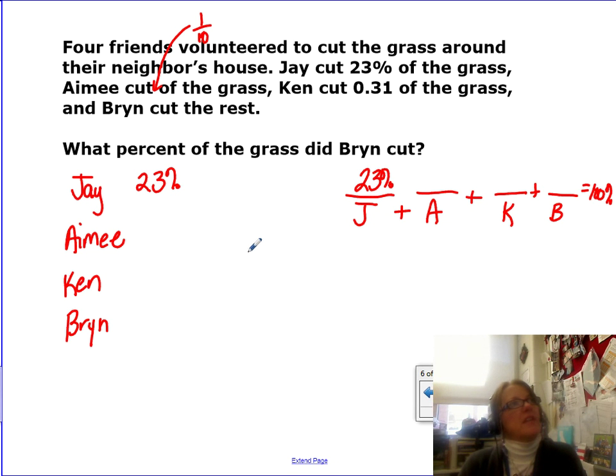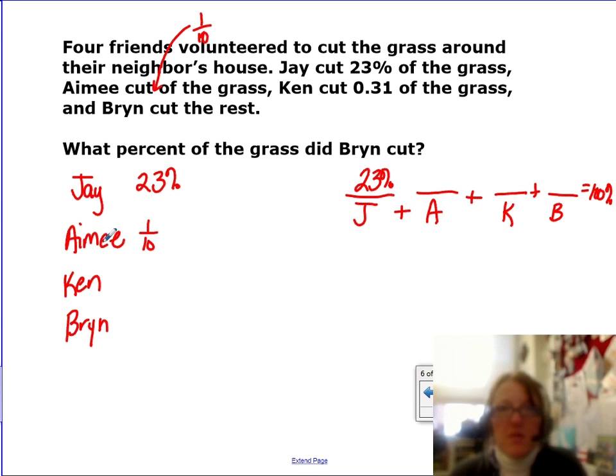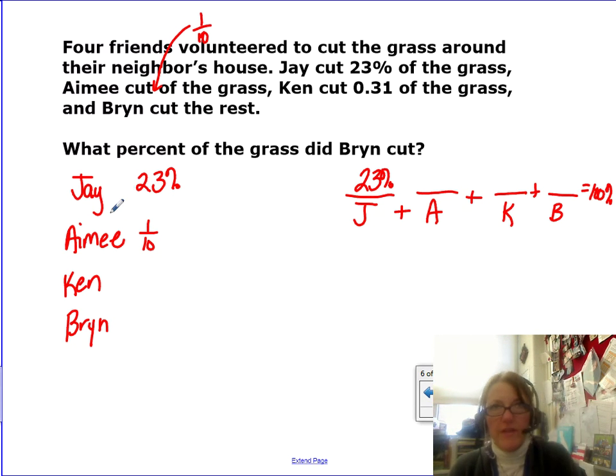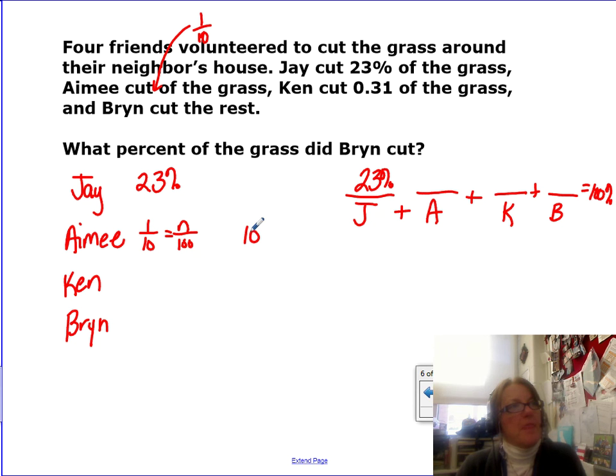Okay, but then I've got Amy. Amy only cut 1/10. So right now we need to turn that into a percent. Aha, percent, 1/10. What is that as a percent? You might remember this as one of the go-to Hall of Fame percentages, or you might just say, well, 1/10 is what percent out of 100, or what part of 100, cross multiply and solve. This one ends up being 10%. So Amy did 10%. Jamie did 23. So far we've got 33%.